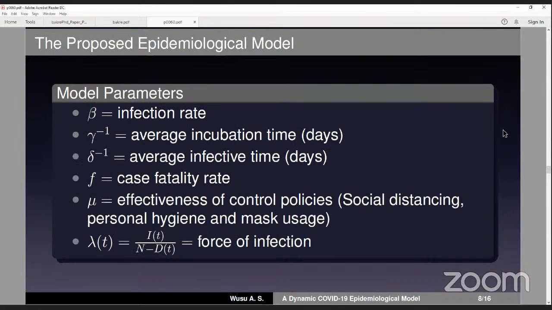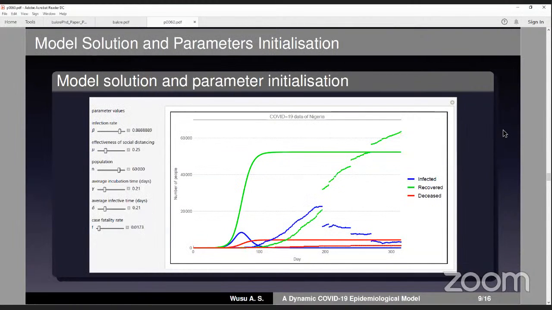Now, if you look at this model and the parameter definitions, the force of infection is given as lambda t. Of course, it depends on time, and it's a function of those that are infected, the population, and those that died of the disease. Now, if you look at the numerical simulation that we have, it's unfortunate that I'm presenting this work on a PDF. I would have loved to demonstrate this live so that you see the effect of a change in any one of these parameters to the left.